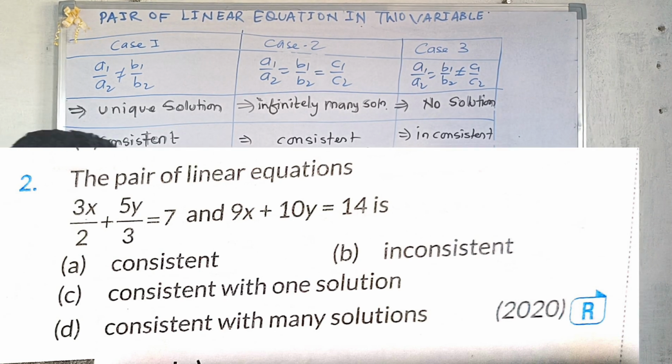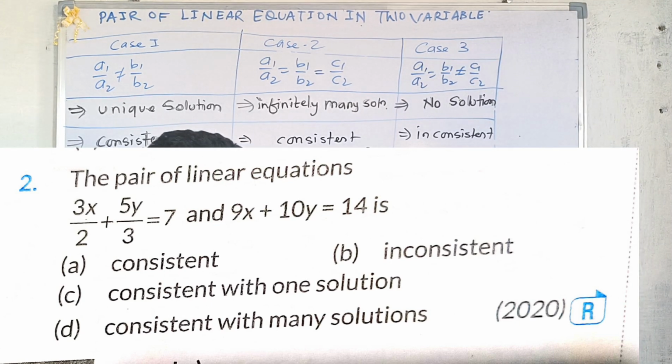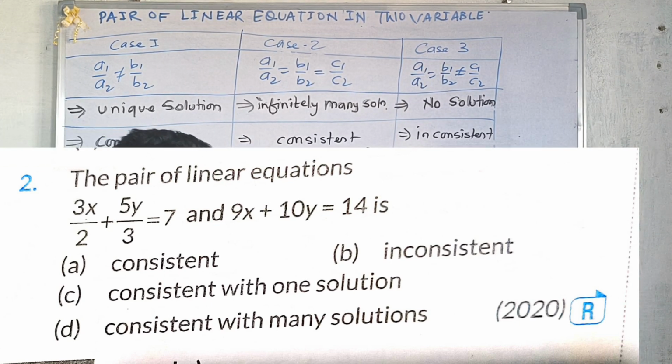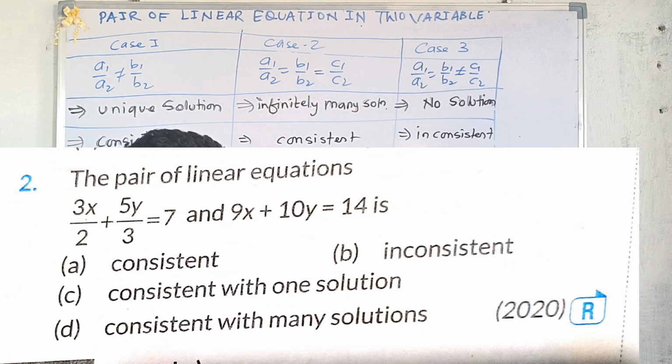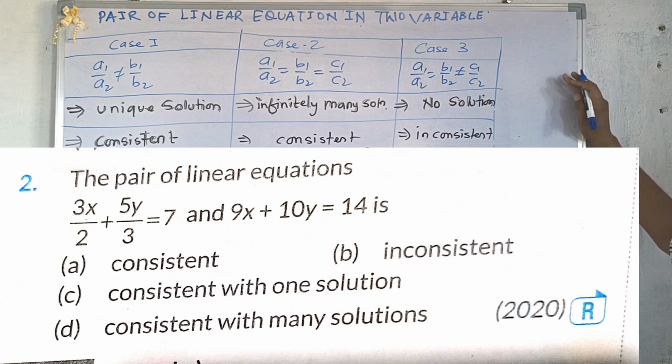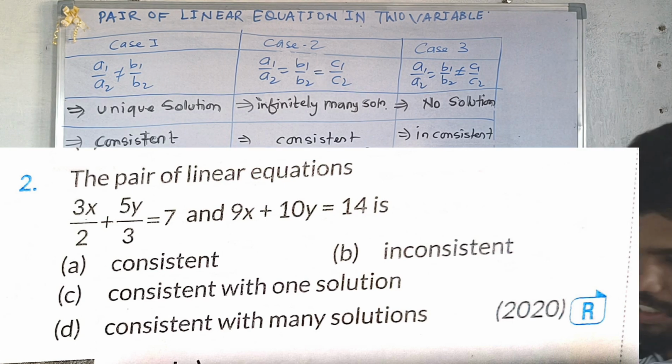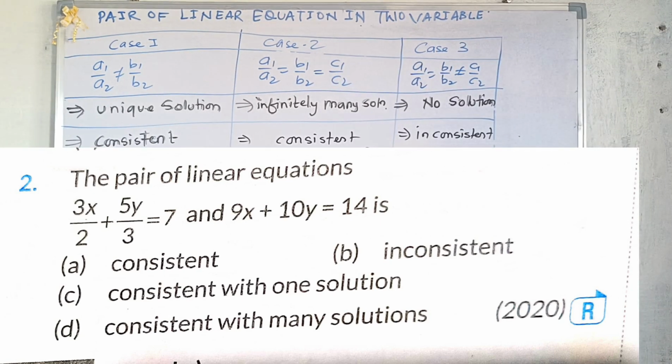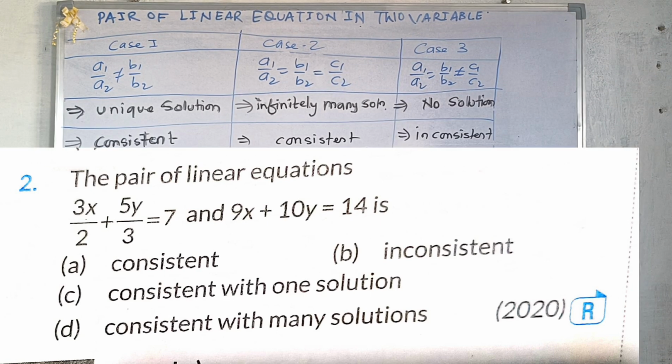Here, as you can see, the second equality is not equal, so this is the condition of case number 3, that is, it will have no solution and it will be inconsistent. Is the option inconsistent there in the question? Just see, it's option B. Option B is correct. So it will be inconsistent, that is option B. Okay, now moving to the next.